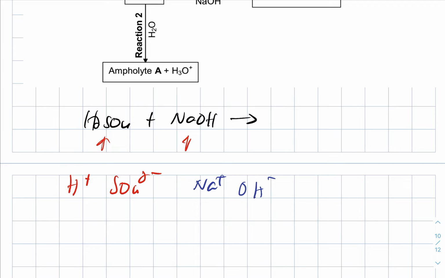So the reactants are now broken into their component ions. From one we have a positive and a negative ion, and the other one is a negative and a positive ion. All you need to do is make sure that the positive ion from one substance is bonded to the negative ion of the other substance. So the H plus here will be bonded to the OH minus, which gives us water, and the sulfate ion will be bonded to the sodium ion.